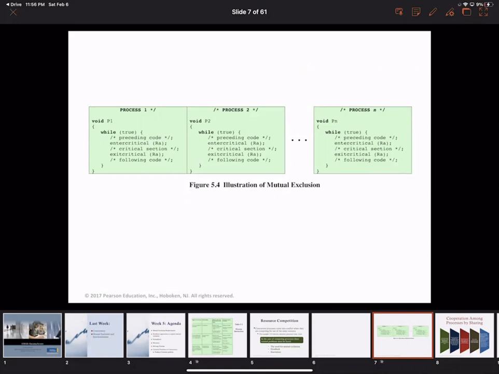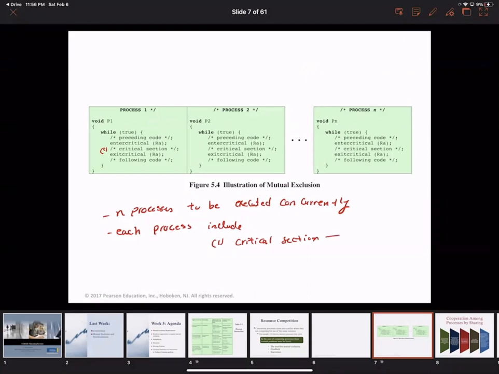In abstract terms, we assume that we have n processes to be executed concurrently. And each process includes a critical section that operates on some resource, which we will call RA. And it is desired that only one process at a time be in its critical section to enforce mutual exclusion.